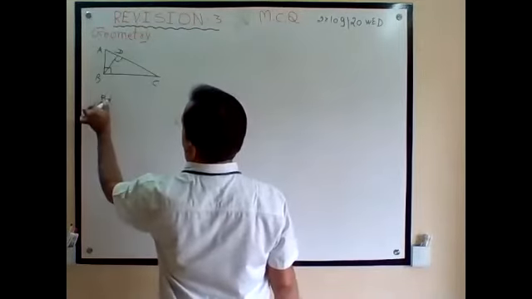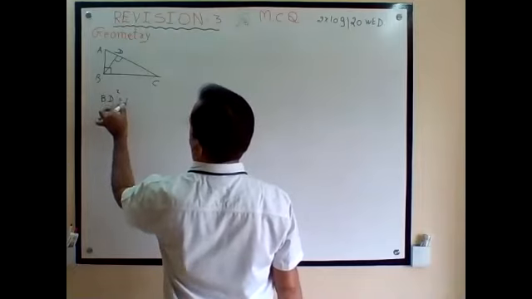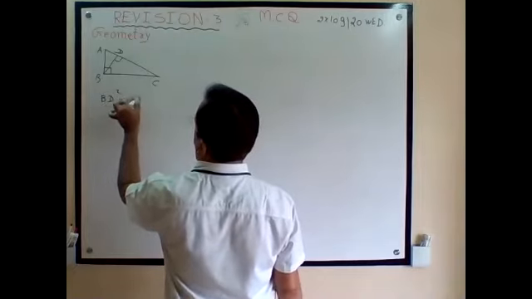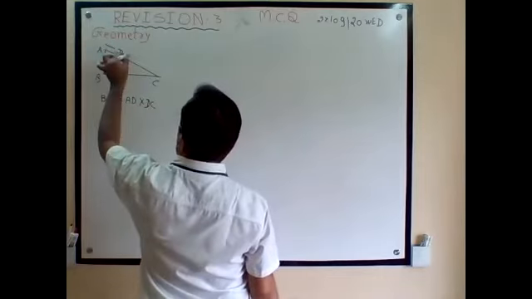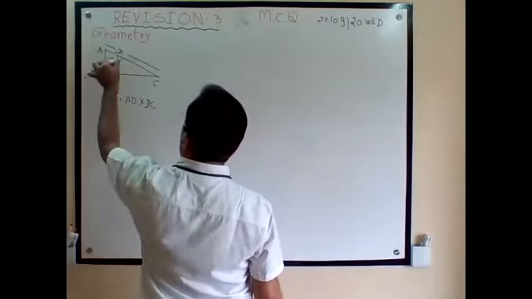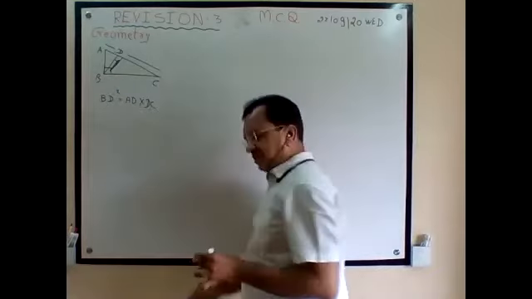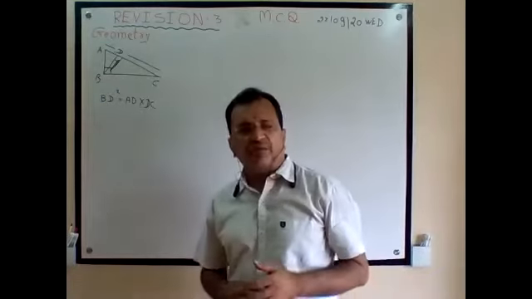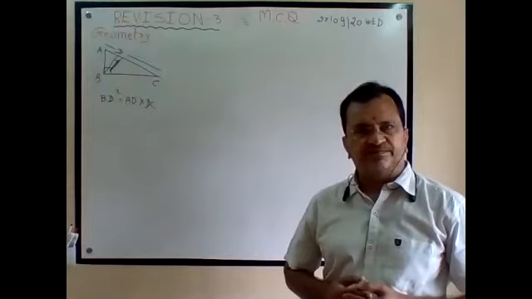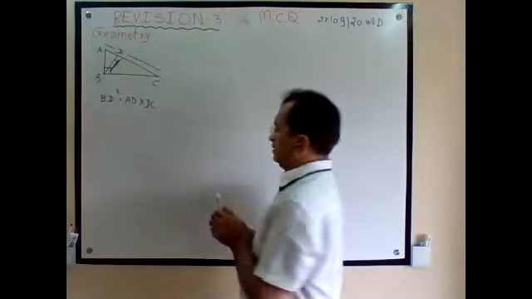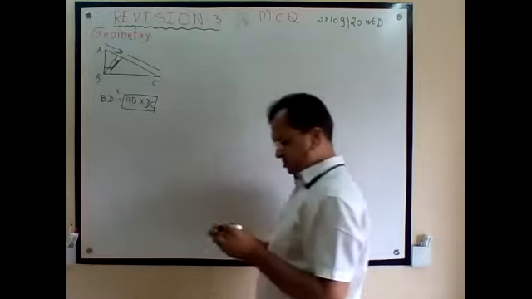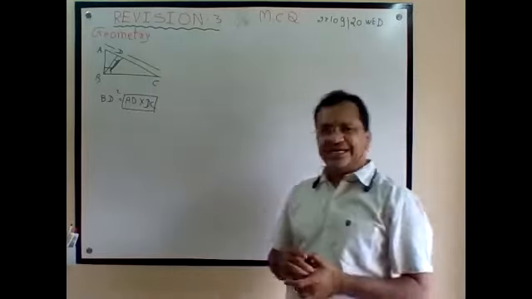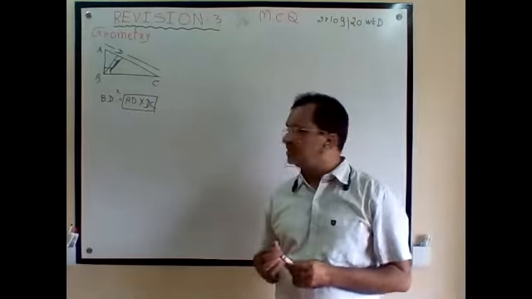BD square is equal to AD into DC. The first part into this part is equal to the square of this. This is known as the geometric mean formula. So if they ask BD square is equal to how much? It is AD into DC.